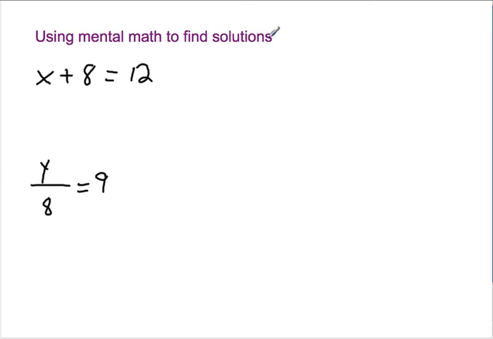Using mental math to find solutions. In this case, I call it the cover-up method. So I would take my hand, put it over the variable and say, what plus 8 equals 12? And almost everybody knows that that would be 4. And then in this case, I would put my finger or my hand over the y, and I would say, well, what divided by 8 equals 9? And so 72 divided by 8 equals 9. So that's using mental math or the cover-up method.